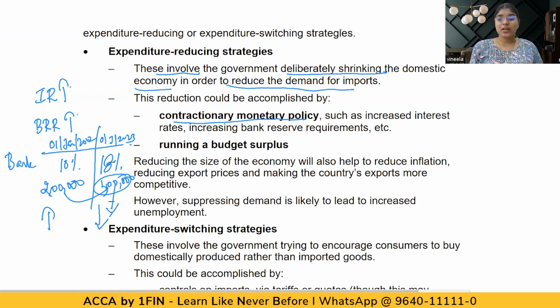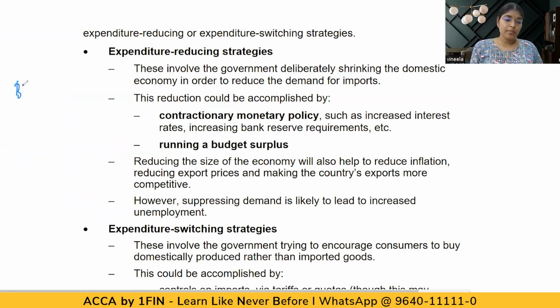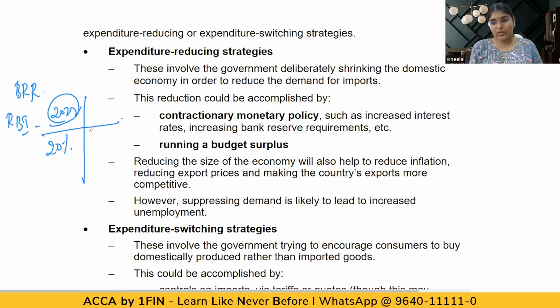So what can be the other strategy? Bank reserve requirements. Assume that RBI has told all the banks that they have to maintain, in a 2022 notification, 20%. Assume this is just an example: 20% of the amount as reserves, and the remaining amount can only be given as loan. And in 2023, it has said that 40% of the amount has to be kept as reserves.